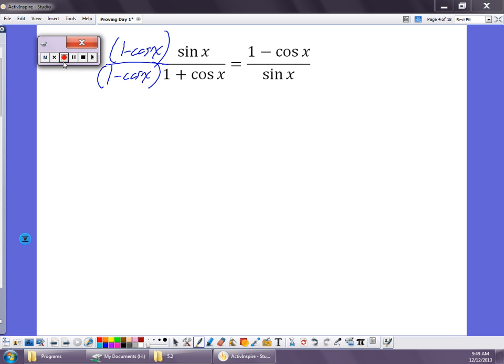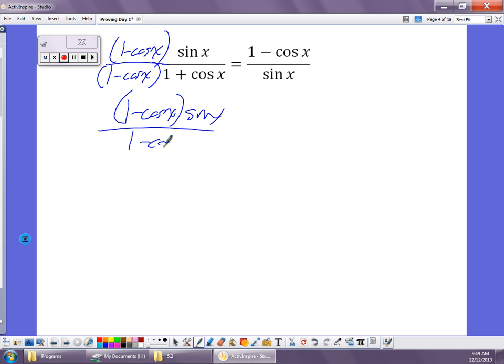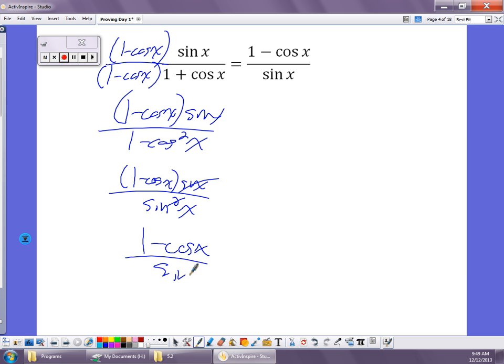Okay? So look, the denominator here, that's a difference of squares. So you have 1 minus cosine x times sine x over 1 minus cosine squared x. 1 minus cosine squared x is what? Sine squared x. So you get 1 minus cosine x, sine x, over sine squared x. Now what can I do? What if I have sine x over sine squared? What can I do with those? Cancel this out. This square goes away, so you're left with 1 minus cosine x over sine x. And look, it's the same.